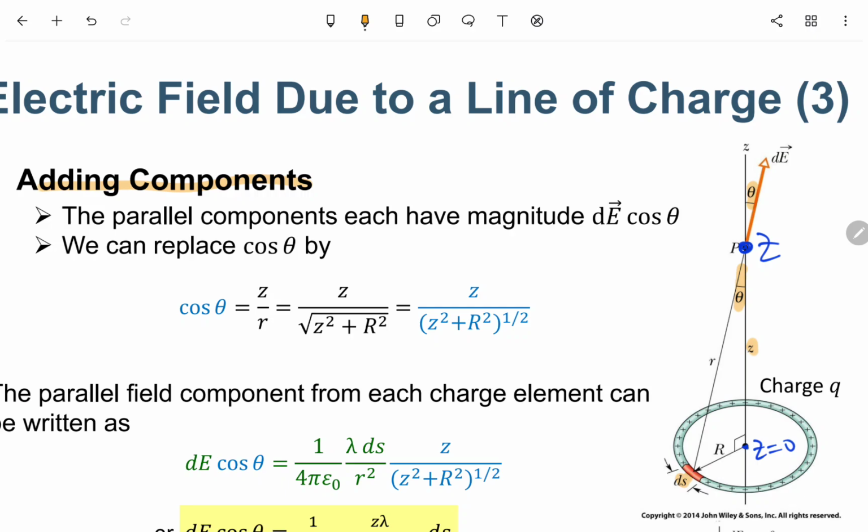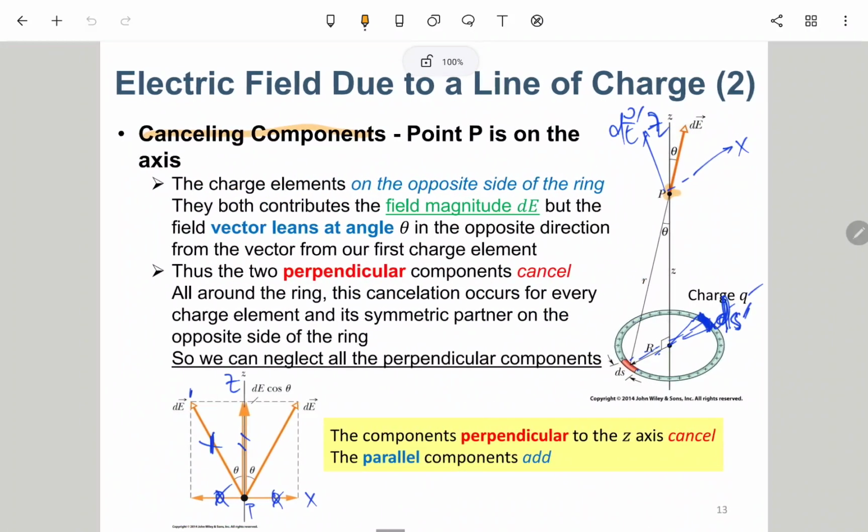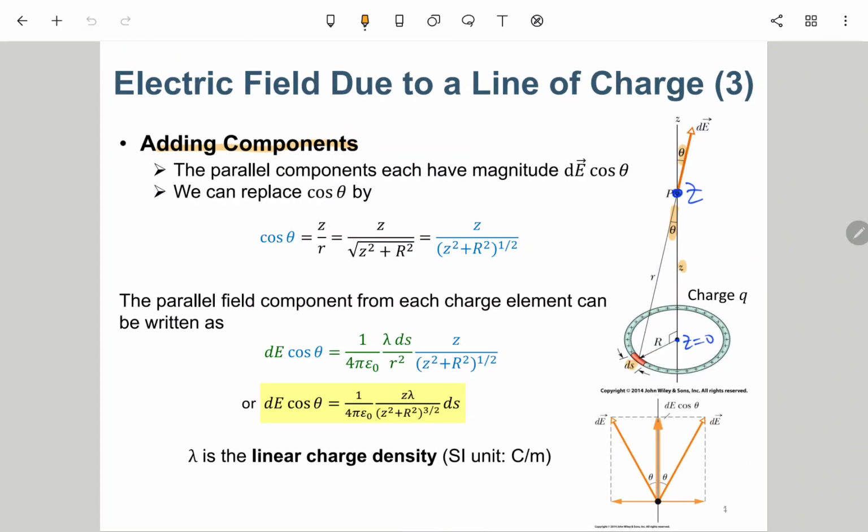So actually here we can see, this is actually the theta. This is actually the theta. So the z-axis component will be like dE times cosine of theta. So cosine of theta is what we want to know. So cosine of theta, in this right angle triangle, will be z over r. R will be this radius. So of course the radius of the ring should be a known variable.